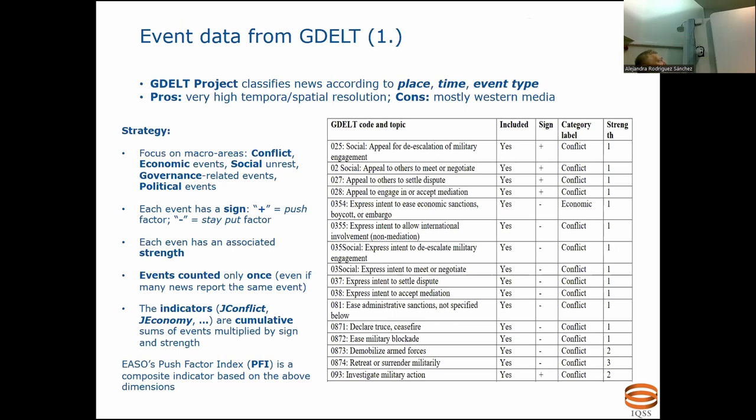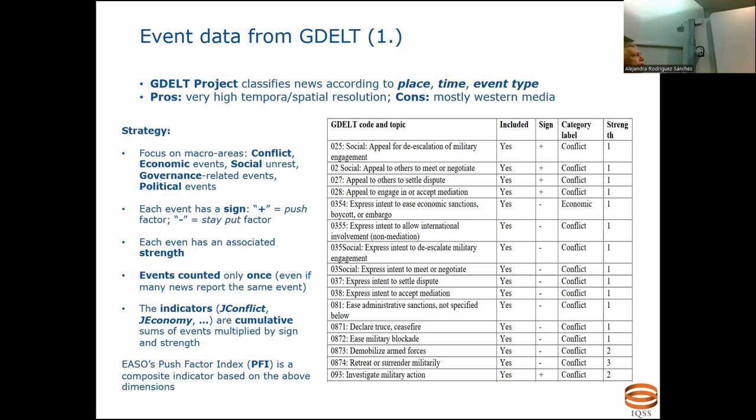So first of all, GDELT. GDELT comes as a series of events, and there is a codebook which describes each type of event and which topic it refers to. We selected five categories for this study: conflict, economic events, social unrest events, governance-related events, and political events. Then we need to assign a sign, whether this type of event is a push factor or not for our type of analysis, and also the strength.